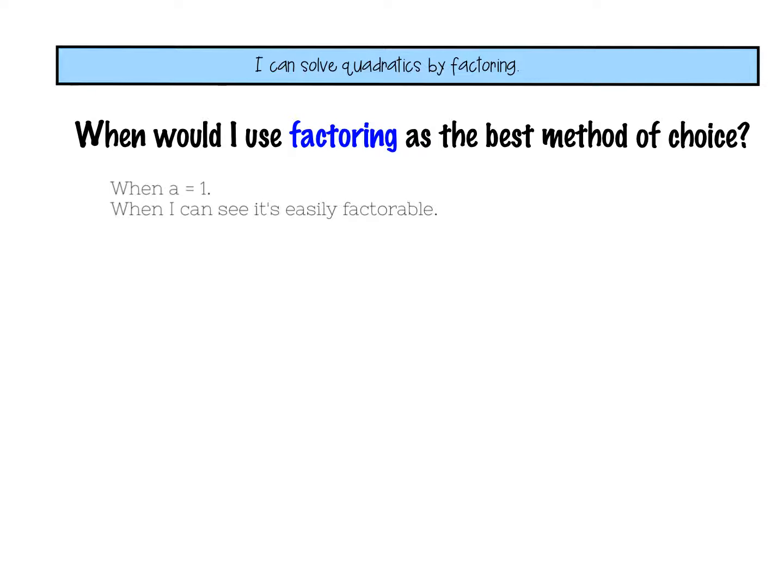Now, you do need to know how to use this process because sometimes they'll say use factoring to solve, and so you need to be able to use that process. But factoring is not one of those that I'm going to naturally do unless I see that A is 1 and it's pretty easily factorable.